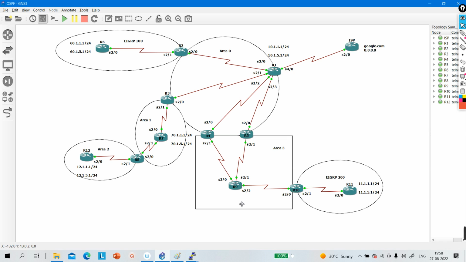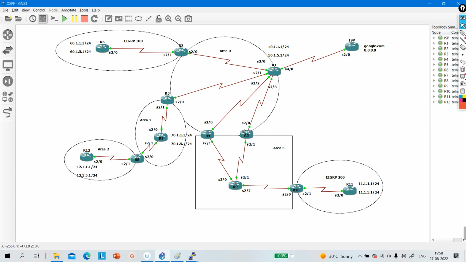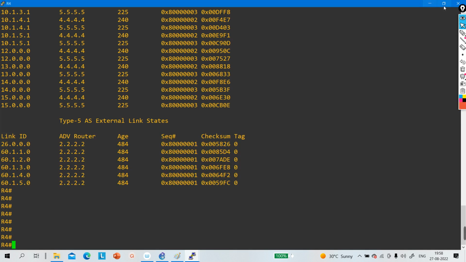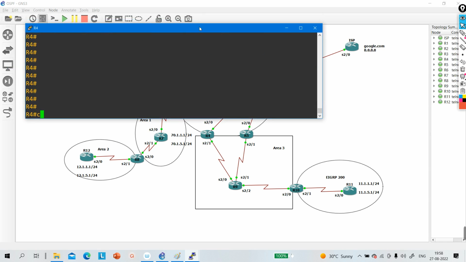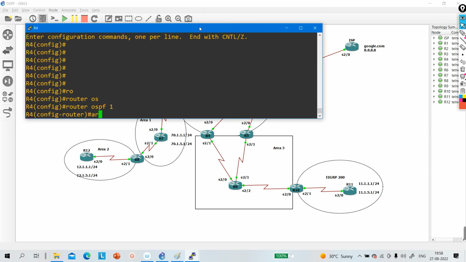I want to filter LSA 3 as well on router 9. In the database of router 9 there are too many LSA 3, and I want to filter that LSA 3. So what we need to do, we need to configure a totally stubby area. So go to router number 4 and go to router OSPF process ID 1, and area 3 stub, and to configure totally stubby you have to add this keyword no-summary to not generate LSA 3. LSA 3 is a summary LSA, right?